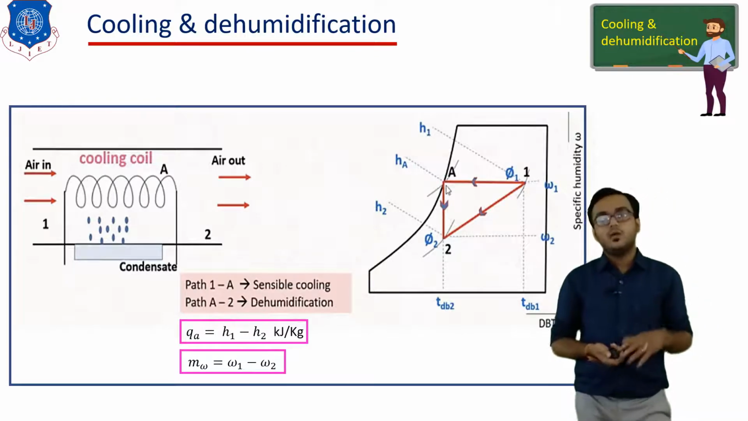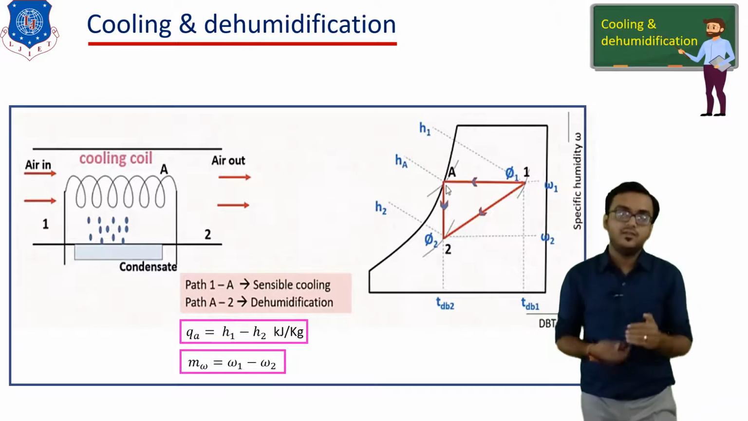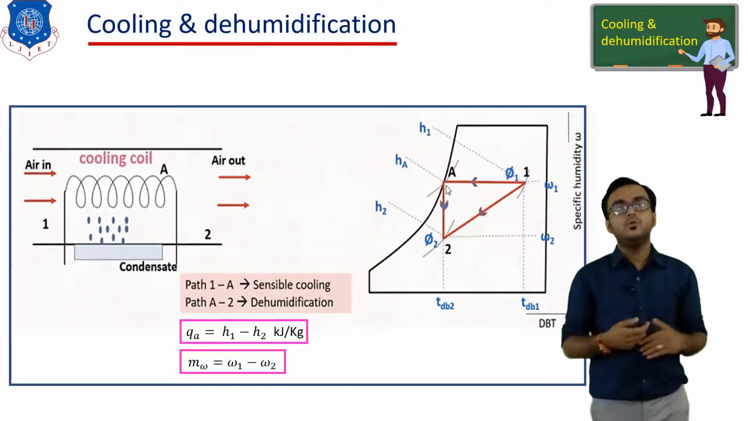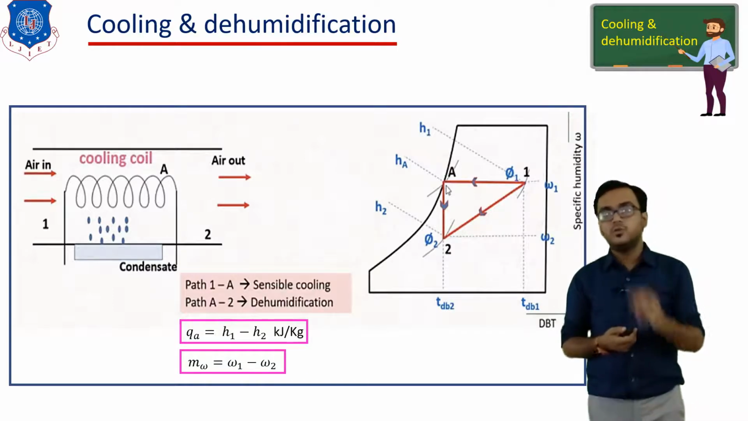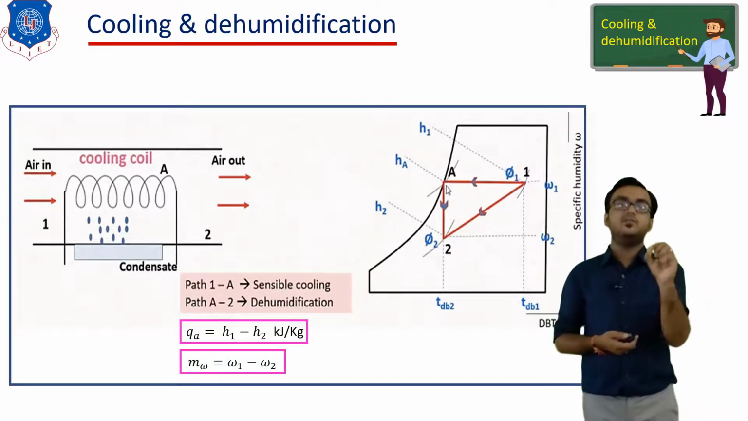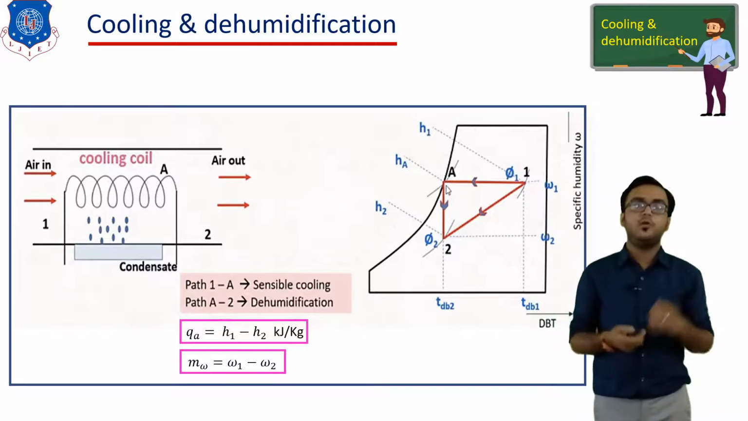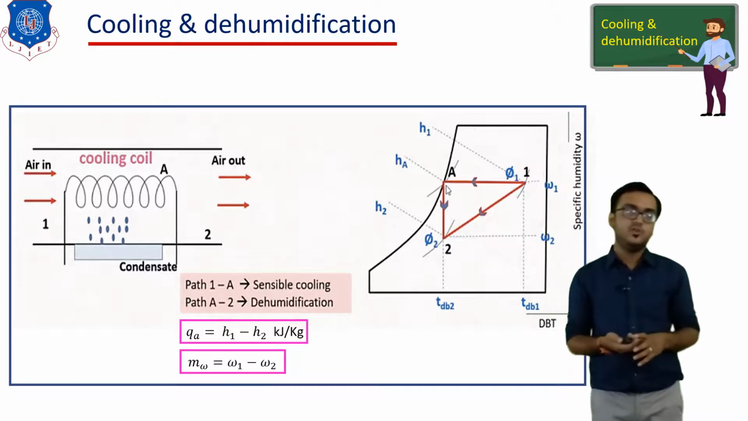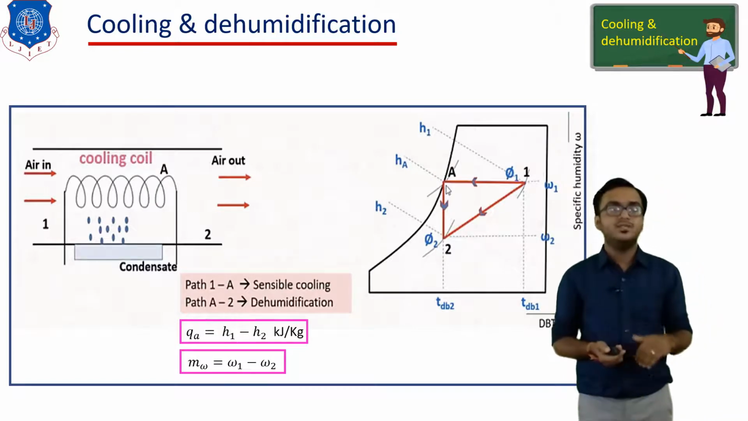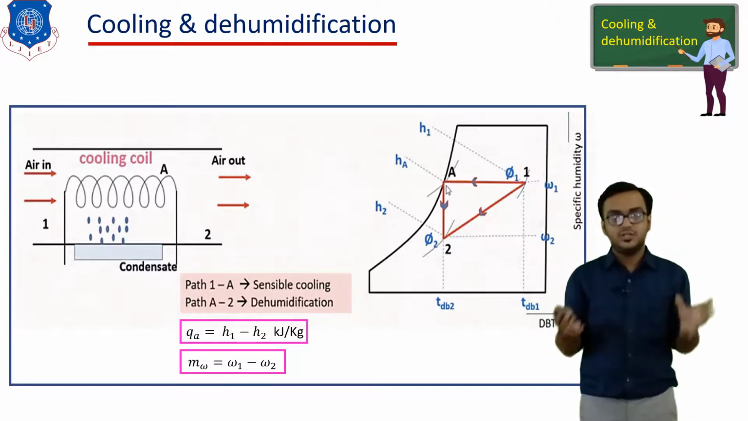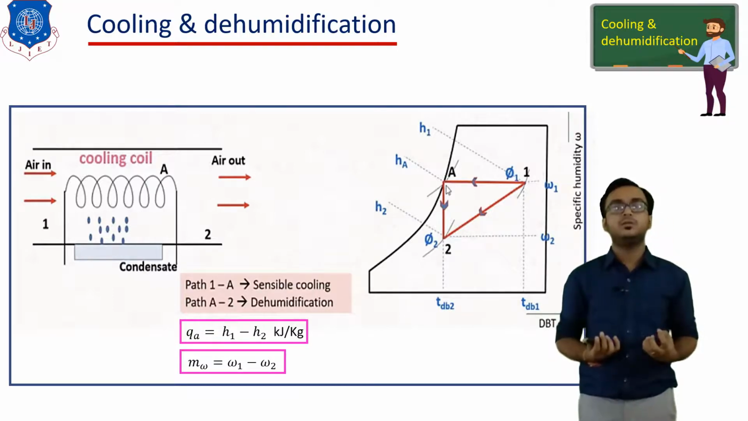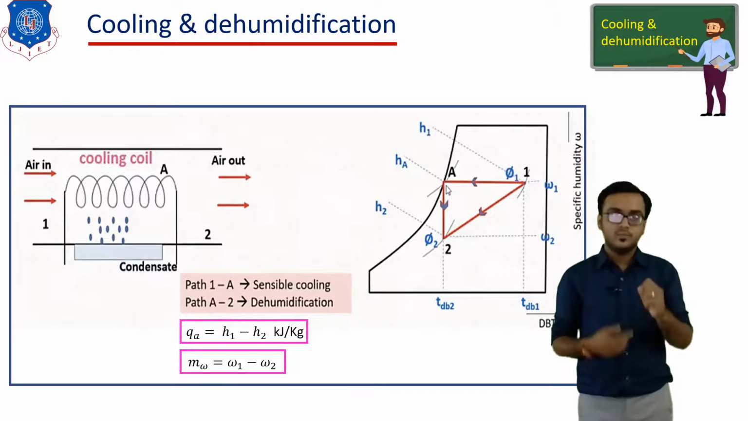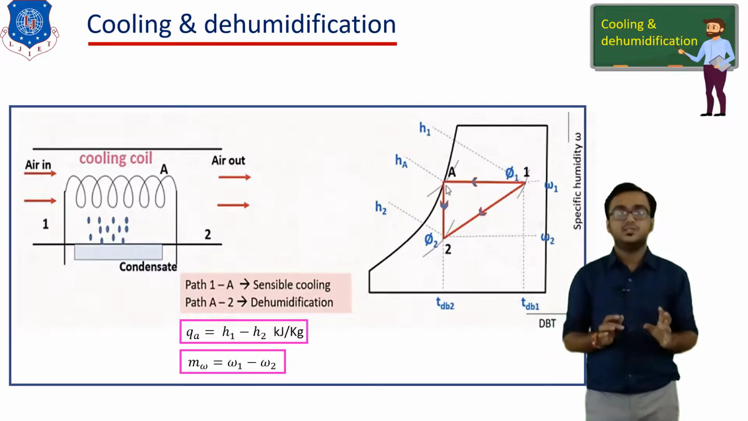Next, if you want to identify the moisture removal rate, you just need to observe the two points, 1 and 2, and find the value of specific humidity at point 1 and specific humidity at point 2. The difference of the specific humidity at point 1 and point 2 will give us the amount of moisture that we have extracted from the air. So it is all about the cooling and dehumidification process.